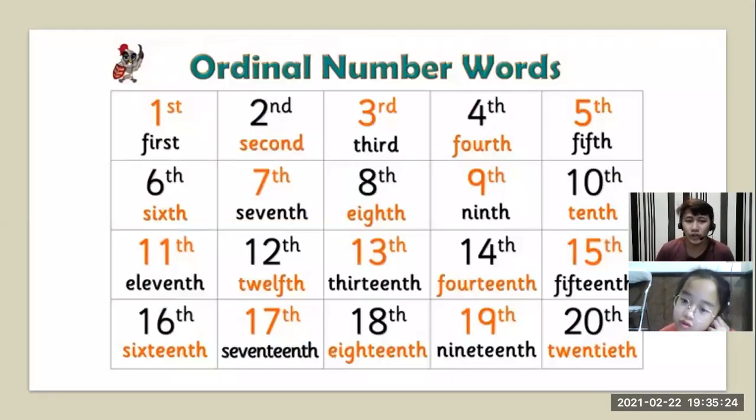All right. We're going to learn about ordinal number words. When we talk about ordinal numbers, we talk about the order of the numbers. So can you read it? First until the 20th. First. Second. Third. Fourth. Fifth. Sixth. Seventh. Eighth. Ninth. Tenth. 11th. 12th. 13th. 14th. 15th. 16th. 17th, 18th, 19th, 20th.